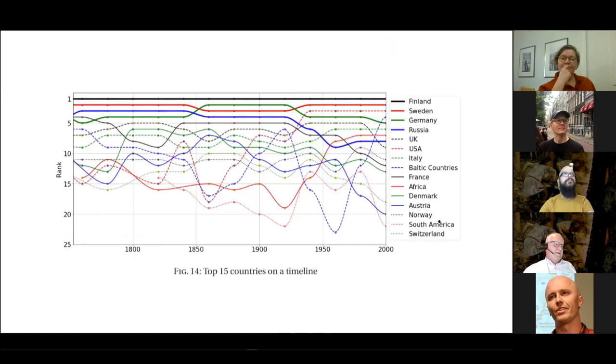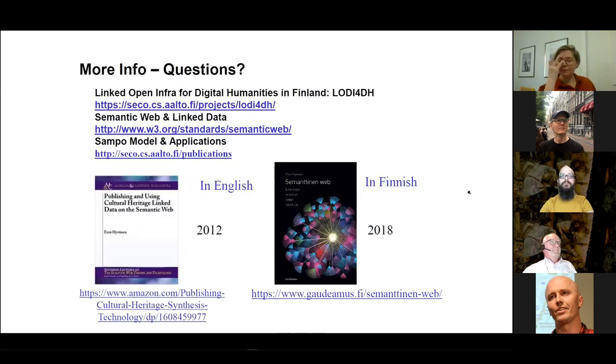And here's still another example of what countries are mentioned in the biographies on a timeline. So you can see the connections of Finland to different countries and how the importance of the countries changes in time, based on this kind of analysis of the mentions of countries in the biographies. So thank you. Any questions?